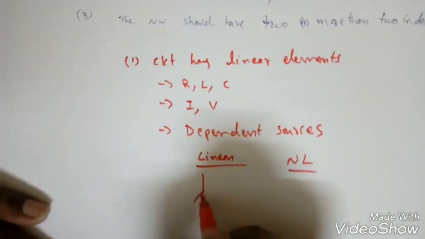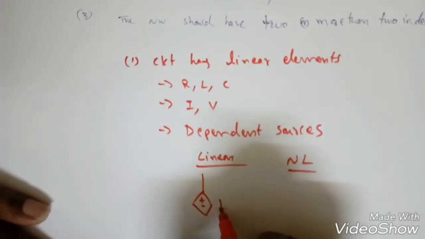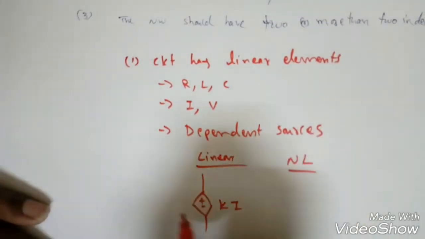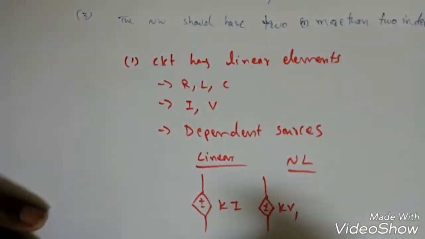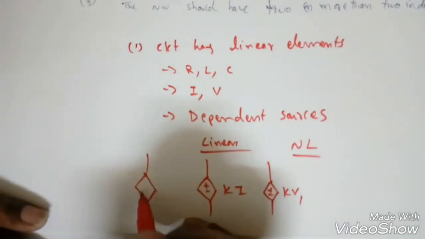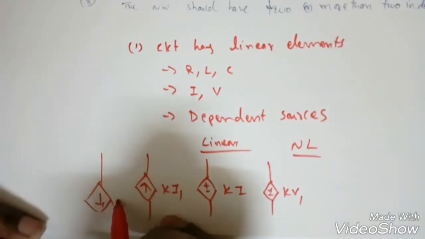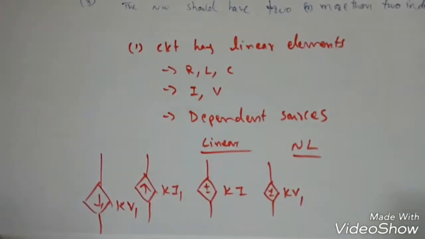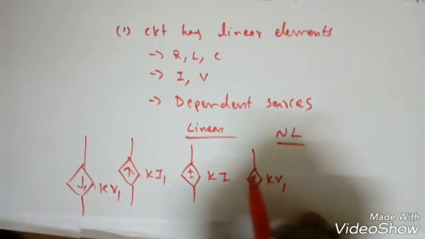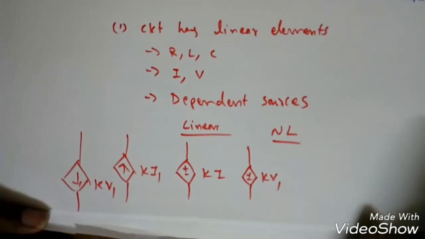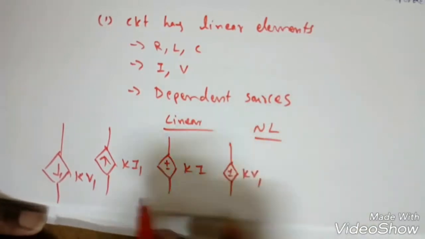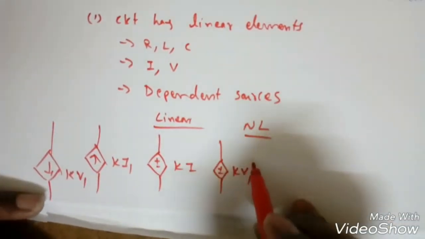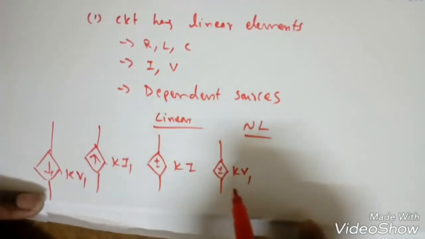So what are the linear ones? Suppose it is like this, plus minus some k into I is linear. Similarly, plus minus k into V1 is linear. Similarly, some k into I1 linear, and some k into V1 is linear. See, the moment these proportionality constants are linear, or we can say they are in power of 1, then it is linear. So these are the linear elements.